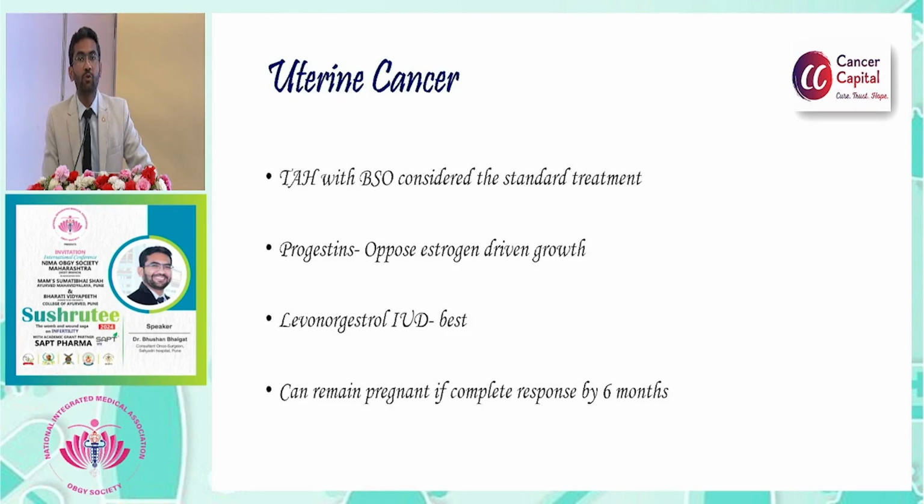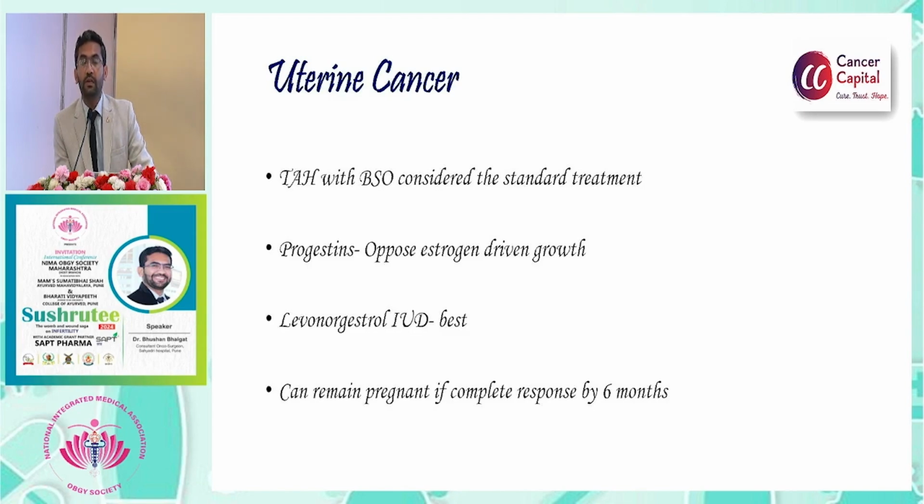So how do we do that? We give the progestins to the patient. Every 6 months the patient comes back to us. We keep doing D&C. If we find that the tumor is absent after 6 months of progestin treatment and the patient wants fertility, we allow her to get pregnant.